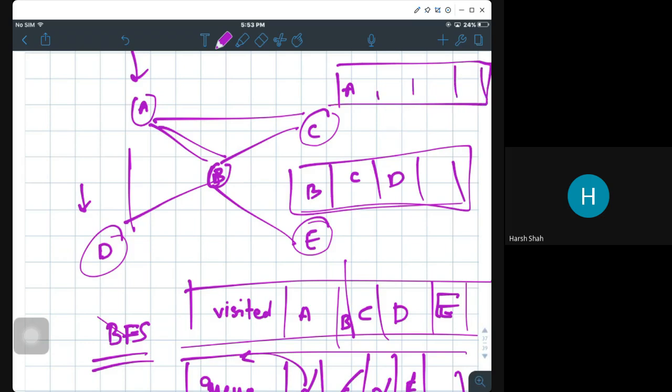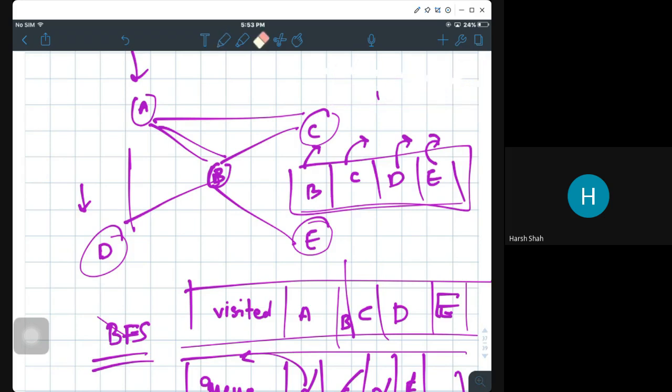Then from here I remove D. I see my neighbors of D are B and A, so I'll just append D. Similarly, I'll remove C. I only see neighbors B and A. Then I remove B. I see the neighbor is E also, so I'll add E. I'll remove E and then do here. This is DFS.